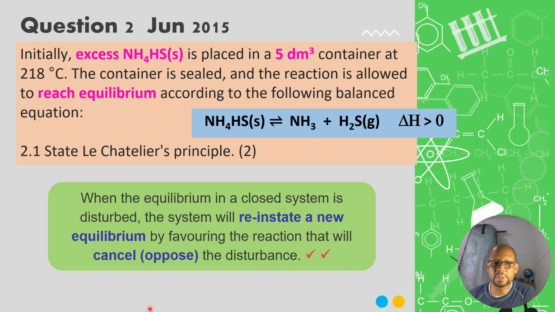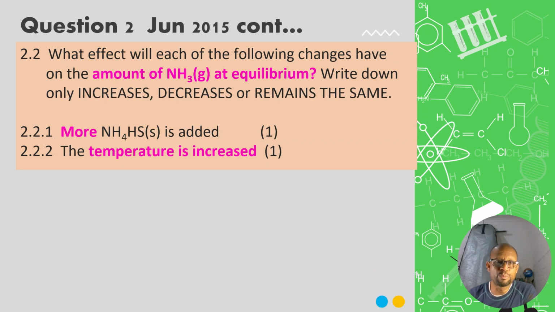State Le Chatelier's principle. We can see here, when the equilibrium in a closed system is disturbed, the system will reinstate a new equilibrium by favoring the reaction that will cancel or oppose the disturbance. That definition is exactly the same as in the guidelines. Make sure that you memorize and commit it to memory so that you can reproduce it in the exam at any given time. Question 2.2.